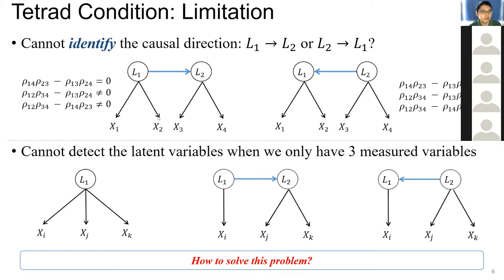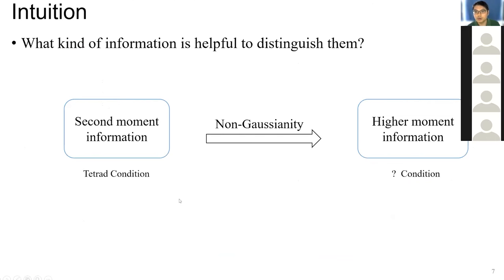However, considering the following two structures, we will find they hold the same set of tetrad conditions. That means we cannot distinguish these two structures. So how to solve this problem? Moreover, if there are only three latent variables, we even cannot detect the existence of the latent variables. For example, we can't distinguish which one is the case. We may think about what kind of information is helpful to distinguish them. Remember that the tetrad condition only uses the second moment information. So we are thinking, can we use some other information to identify the structures?